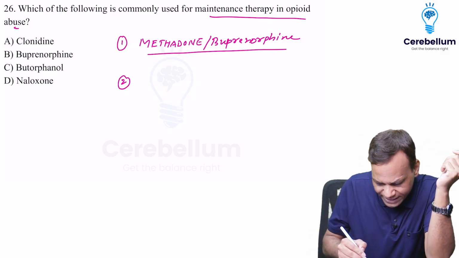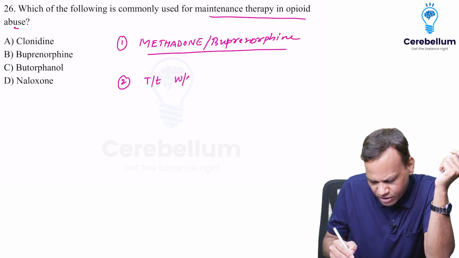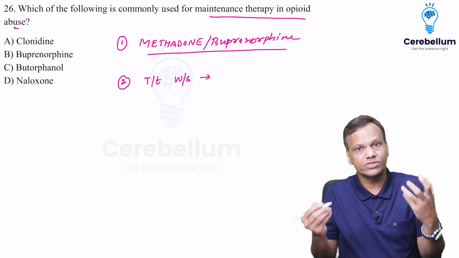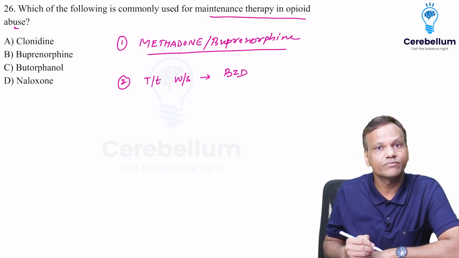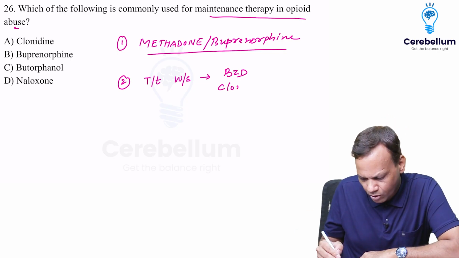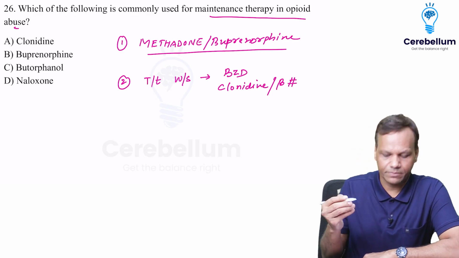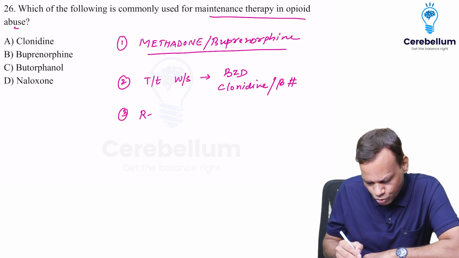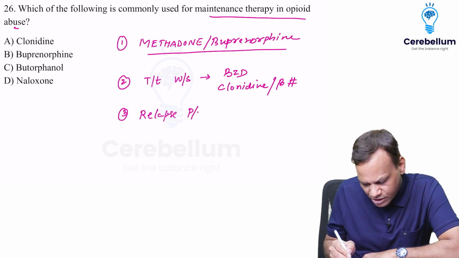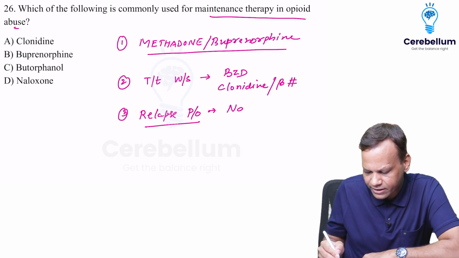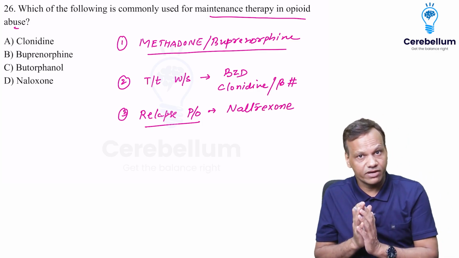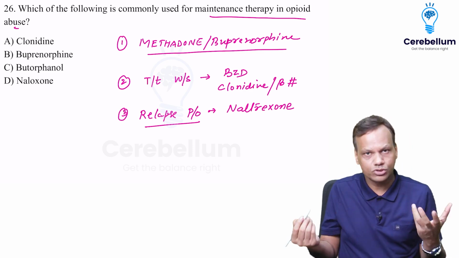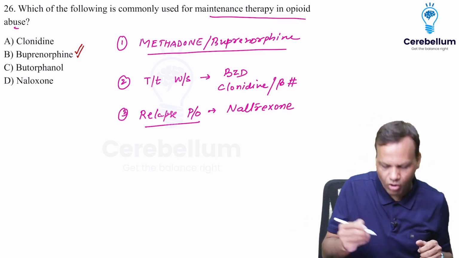Number two, to treat the withdrawal symptoms, we give drugs according to symptoms. Like if there are seizures, we can give diazepam, benzodiazepines. If there are sympathetic symptoms, we can give clonidine or beta blockers. And the third very important question asked is, which is used to prevent relapse? In case of opioid addiction, the answer is naltrexone. All three questions are very important and we discussed them in our videos also. So here the answer will be buprenorphine.